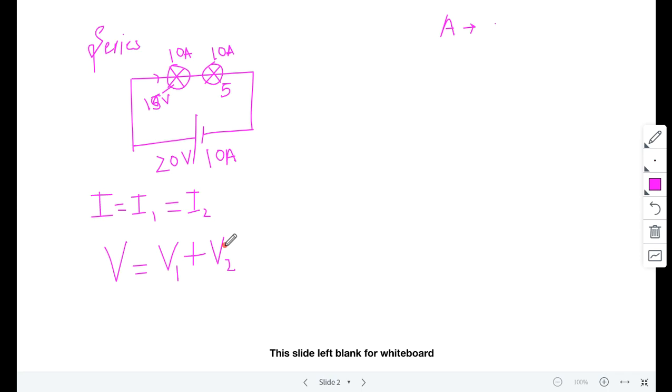Okay, so the total voltage is, sorry, I couldn't get all of it at once. You can say total voltage is equal to the sum of the potential drop across every component in a series circuit. Yes.